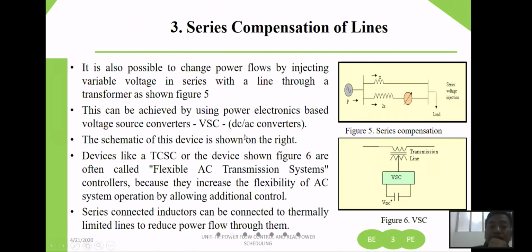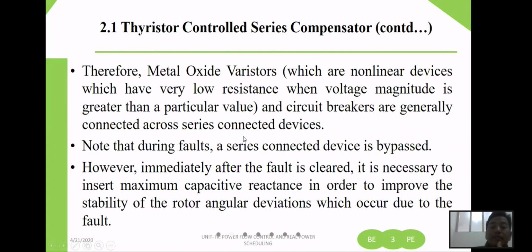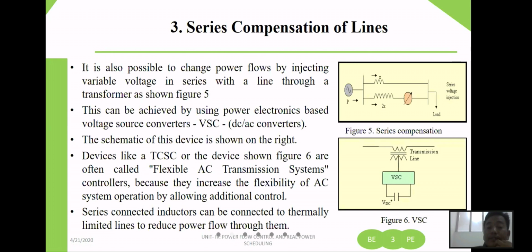Okay, so that's about series compensation. There are two ways in which we can carry it out. The first one is just a capacitor you connect in series. Another one is using a power electronics device, by which power flow can be controlled. Then another way is that we can also change the power flow, either increase or decrease it, by using another type of power electronics device, or by injecting a variable voltage in series with the line through a transformer.